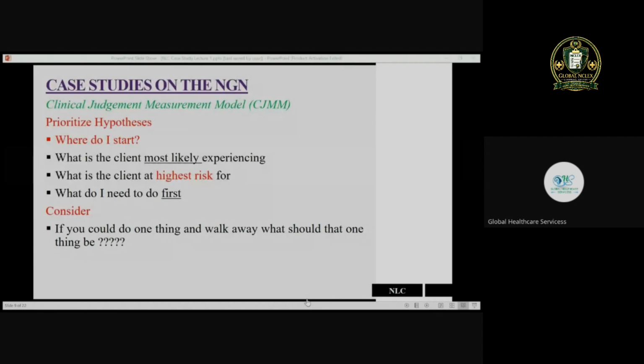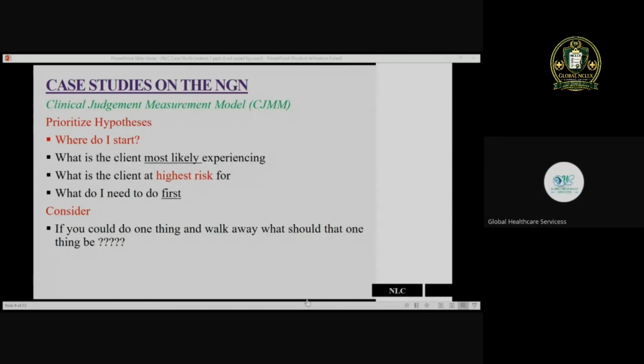Third step is prioritize the hypothesis. Okay. Slide visible? Not visible, ma'am. Please refresh your pages. Slide is visible now. Yes, ma'am, it's visible to me.